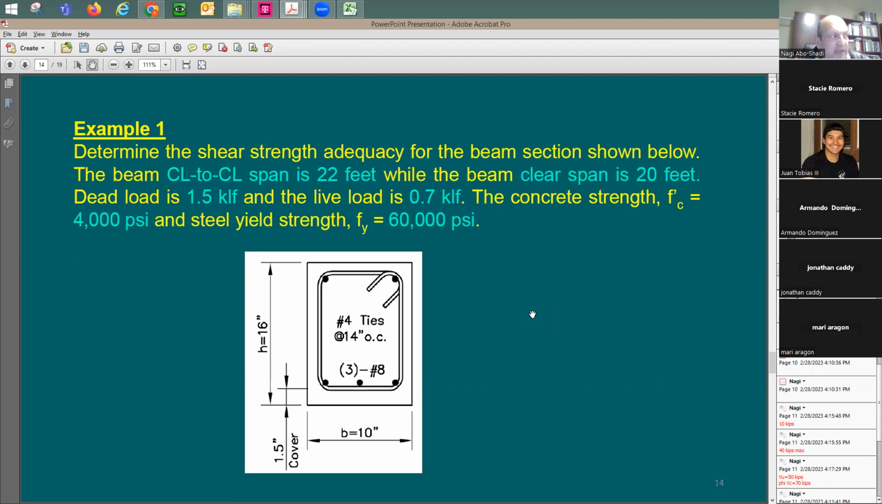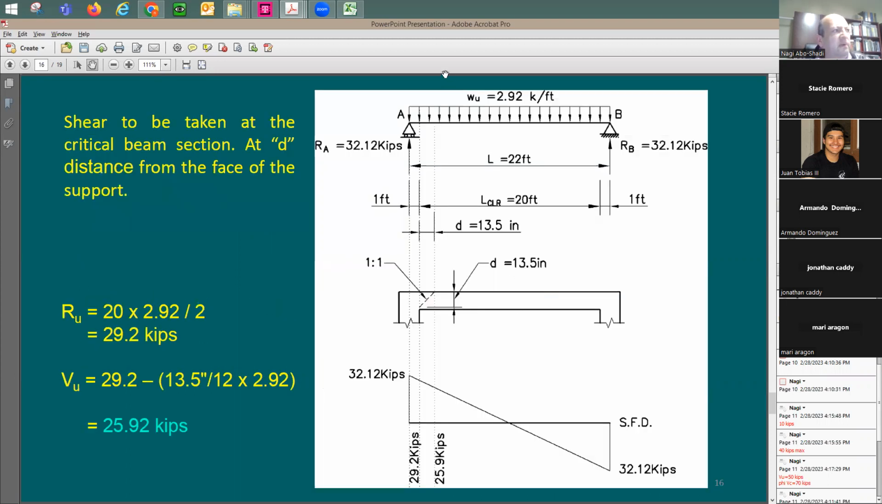So what do you mean by clear? What do you mean by center to center? If you guys recall, this is the beam that we do the analysis for. It says here the center to center span, which means center of support to center of support, is 22 feet. Let's call it the total span, center of support to center of support. But the clear span is 20 feet.